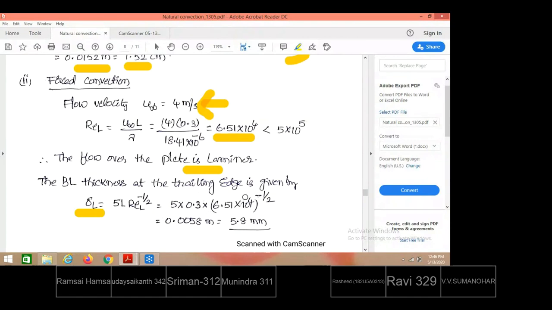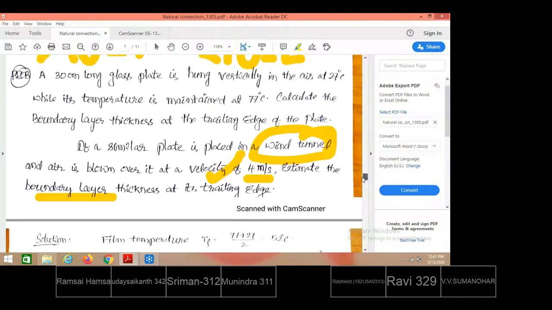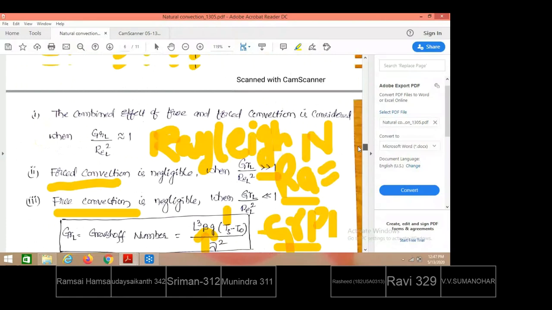The Reynolds number just now estimated is 6.51 into 10 to the power 4, raised to the power minus 1 by 2. How much boundary layer thickness have we got under forced convection conditions? 5.8 millimeters. 5.8 millimeters means very negligible at the top of the plate. So that is under forced convective conditions.